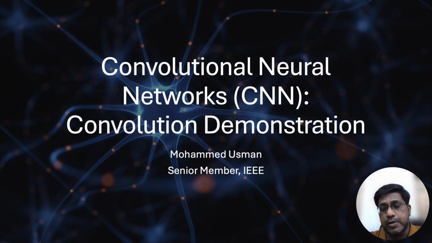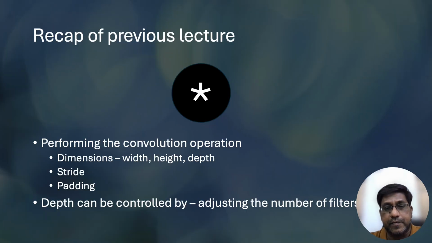But before we actually go into the demonstration of the convolution operation, let us quickly recap what we had seen previously regarding the convolution operation. In particular, we had discussed earlier that the convolution operation affects the dimensions of the data in terms of its width, its height, and also its depth. And these dimensions can be controlled.